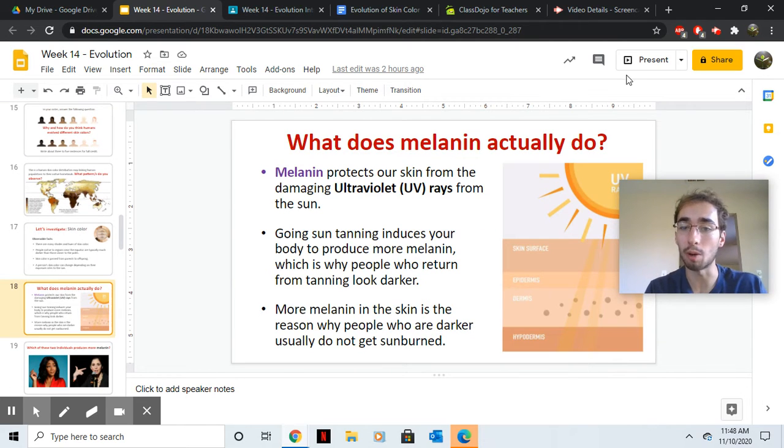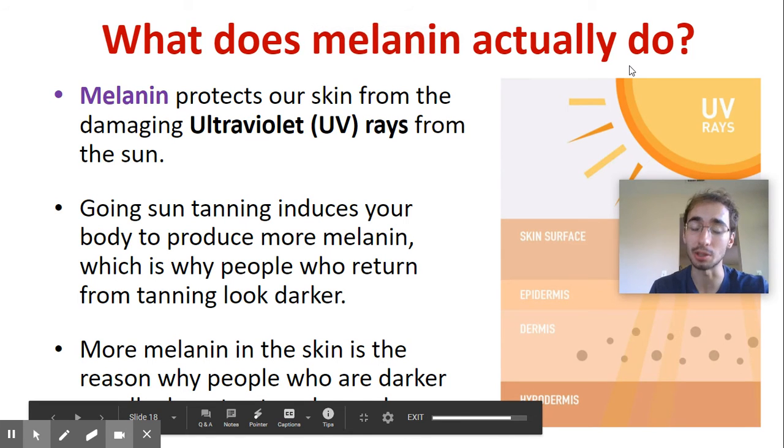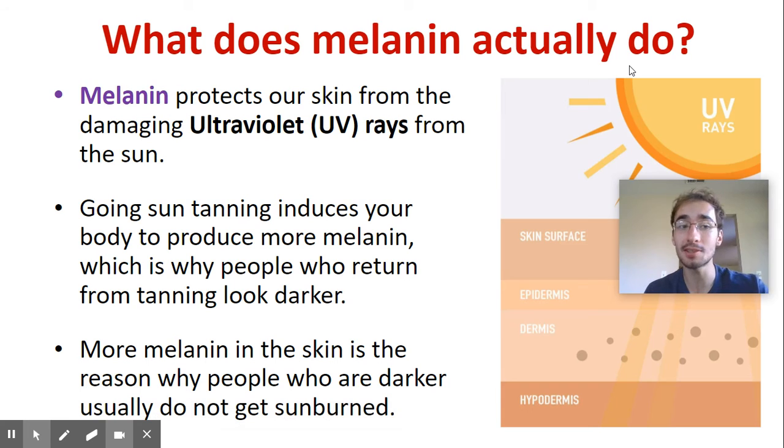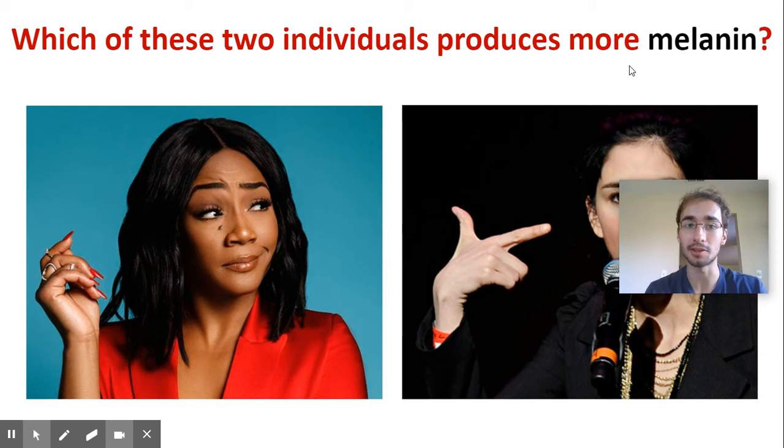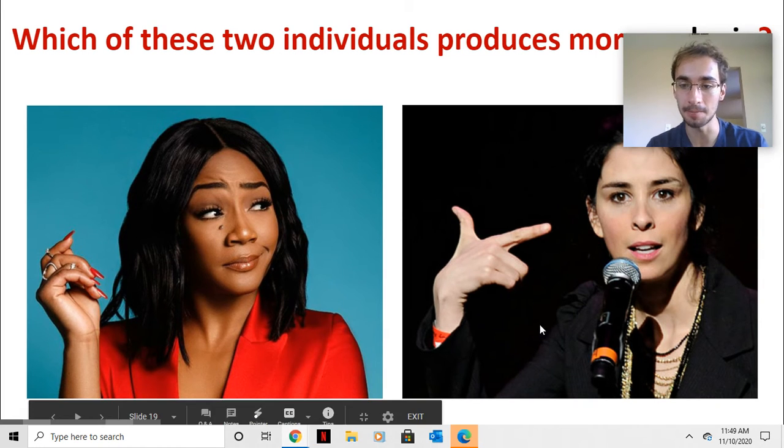Okay, I want you to think of melanin as a shield. Melanin protects you from harmful UV radiation. Going sun tanning, for example, induces your body to make more melanin because your body is trying to protect itself from all the UV radiation, which is why people look darker when they go tanning. More melanin, think of it as a shield. That's why people with darker skin are less likely to get sunburned, and they're also less likely to have skin cancer. Try and think which of these two girls has more melanin, left or right?